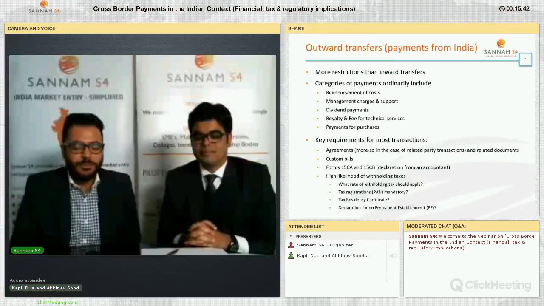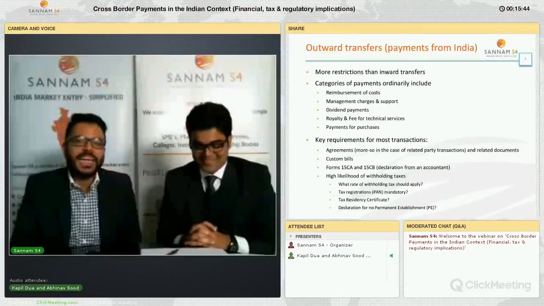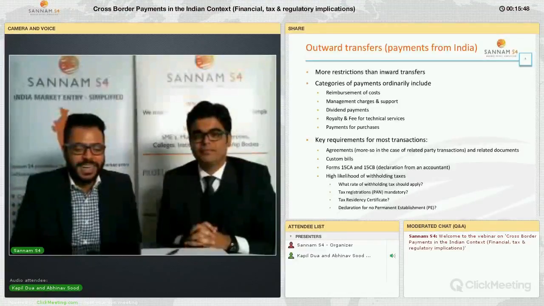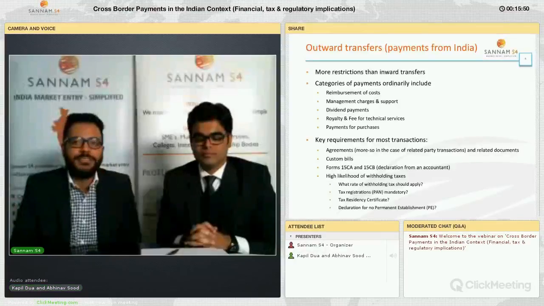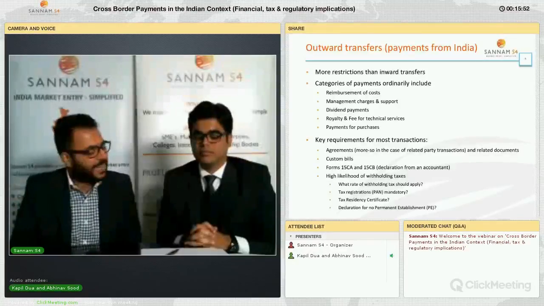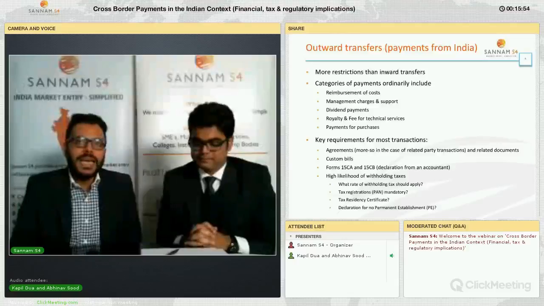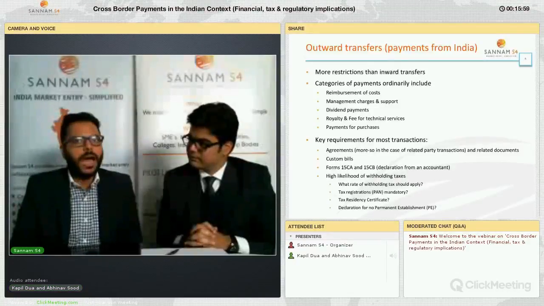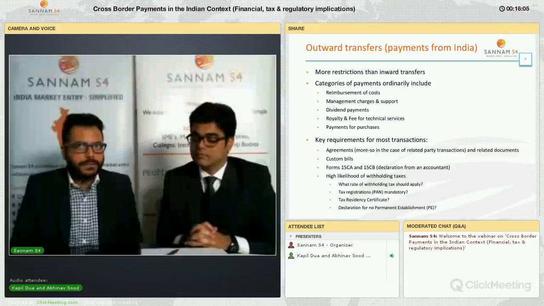I would say that it is definitely a more restricted area. We don't like any payment going out of India. We do want to restrict money going out of India. I'm just saying from a bank point of view, foreign currency going out. But yes, it is one of the important factors to understand how outward payments are going out of India and what kind of outward payments. So let's talk about the categories of payments.